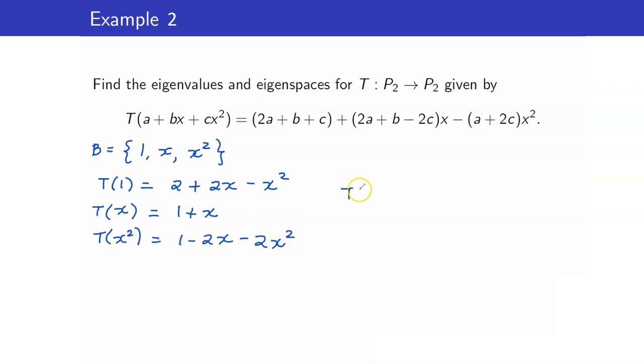The matrix representation of T with respect to B would be the coordinate vectors of these images with respect to your basis B. So the coordinate vector of T of 1 with respect to B is (2, 2, negative 1). The coordinate vector of T of x is (1, 1, 0). And the coordinate vector of T of x squared is (1, negative 2, negative 2). Again, let me just call this A. We are now ready to compute the eigenvalues of A.